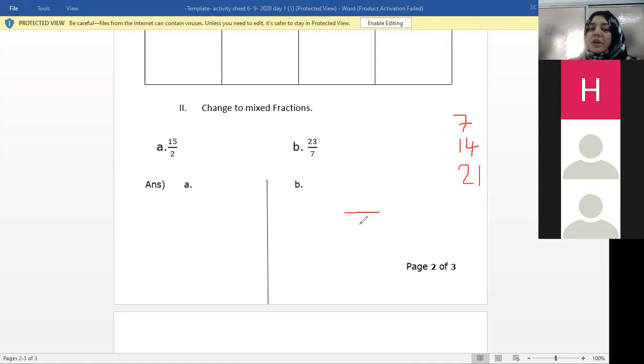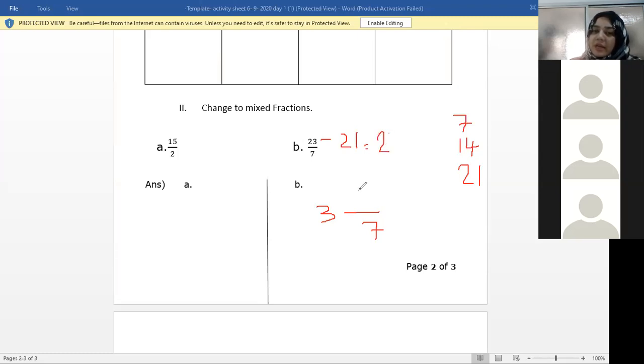So the denominator will always remain the same. See, this is the denominator, it will remain the same. And we need to find the number whose table gives the nearest answer. 3 sevens are 21. So 3 will come as the whole number, and 23 minus 21 is equal to what? 2. So this 2 will come here. Okay, this is a normal fraction that we changed into a mixed fraction.